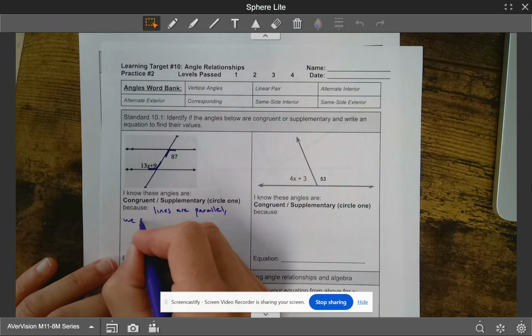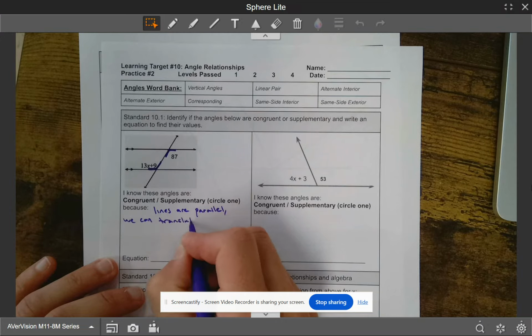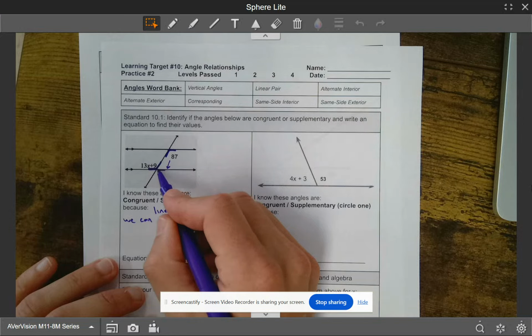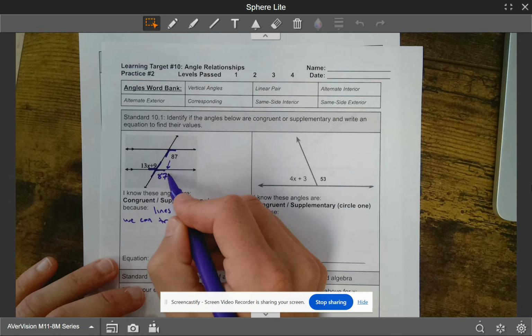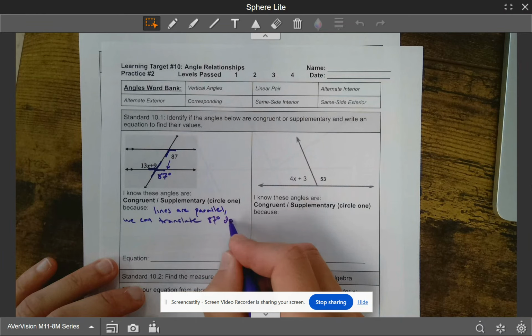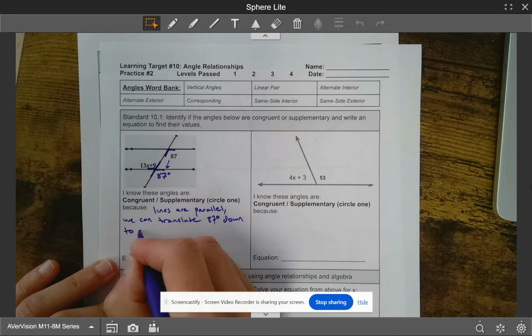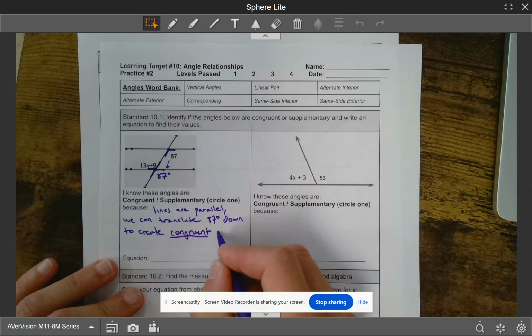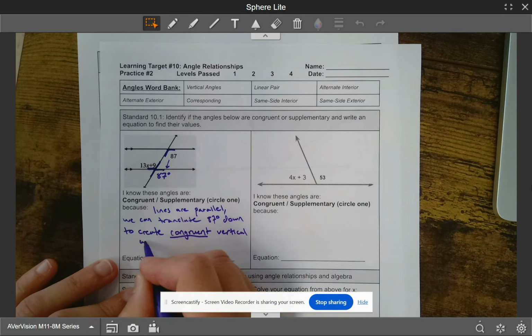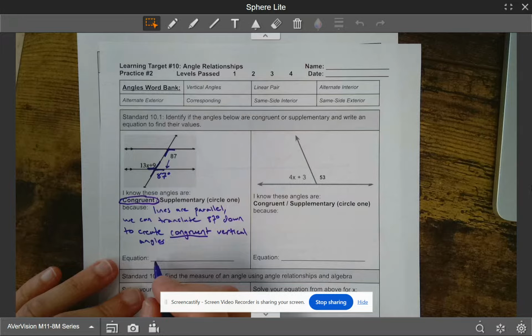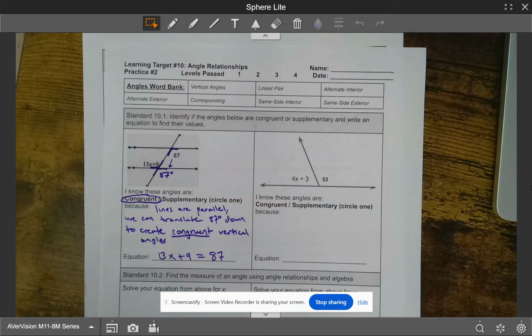We can translate or slide this angle, 87. If we were to translate this down, it would match up perfectly with that angle right there. So we can translate 87 degrees down, and we can create, what kind of angles do we have there? Congruent vertical angles. That is how we know these two angles here are congruent. So our equation would be one angle, 13x plus 9, equals the other angle, 87 degrees.